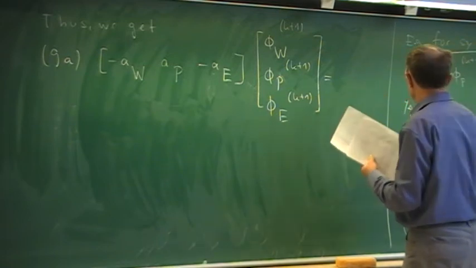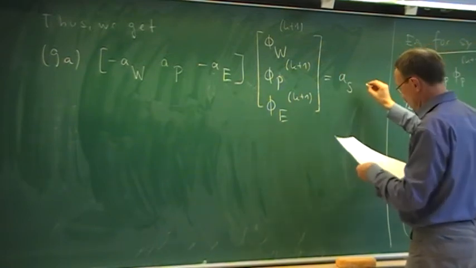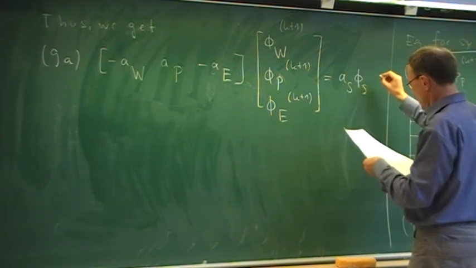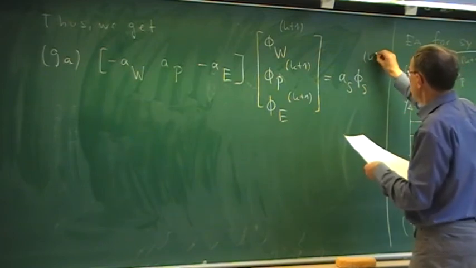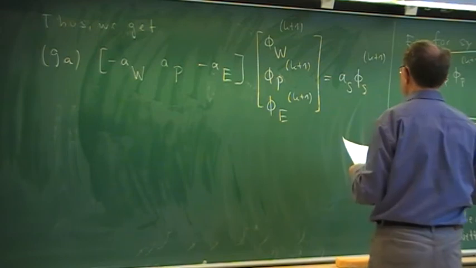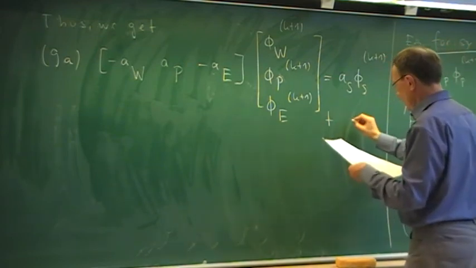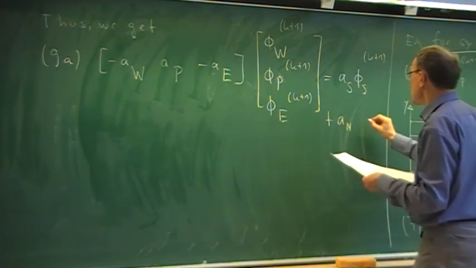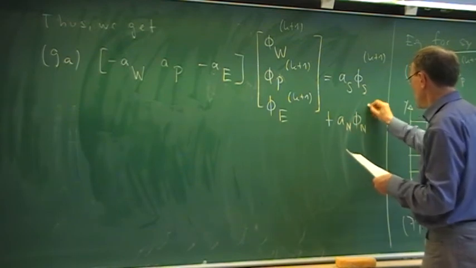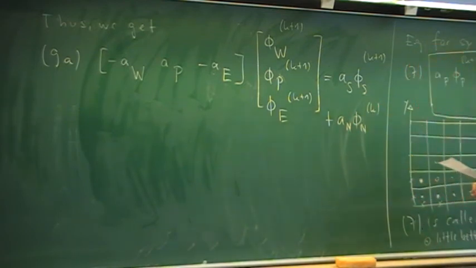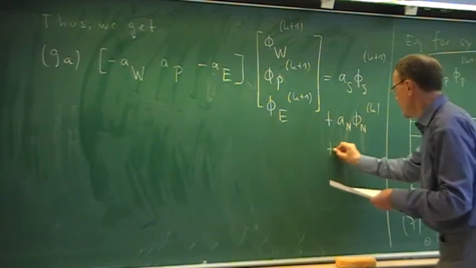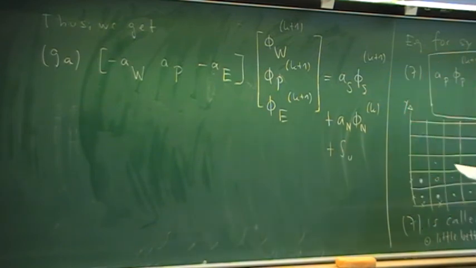That is the AS times the phi S, and that is at the new iteration. We do it like here. Then we have the AN, and that is still at the old iteration. There is no change. And we have the uniform part of the source term. So you see, that is the difference regarding point Gauss-Seidel.